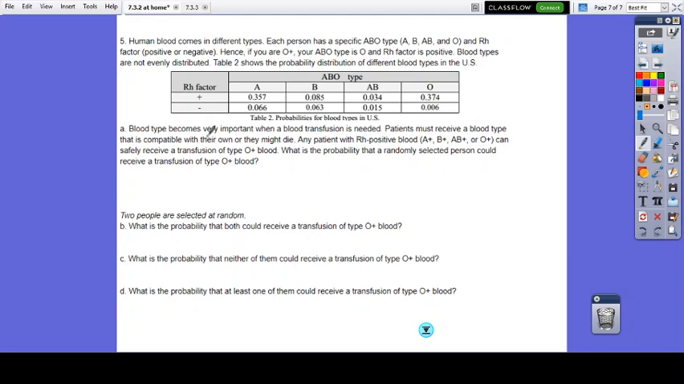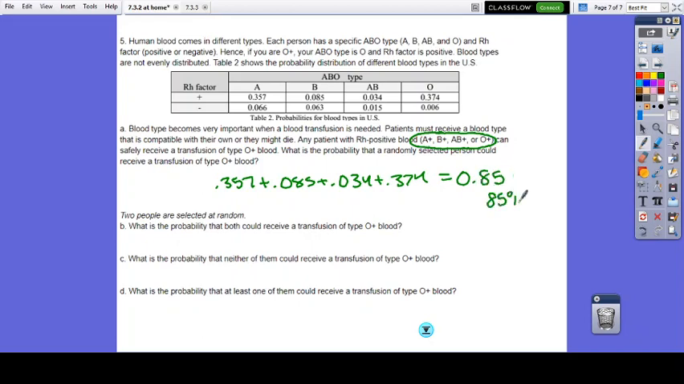Any patient with Rh positive blood, so any of the positives, can safely receive a transfusion of type O positive blood. What is the probability that a randomly selected person could receive a transfusion of type O positive blood? So what we want to do is find all of these people. And these are already probabilities, so I can just put them together. I'm doing the 0.357 plus the 0.085 plus 0.034 plus 0.374. And if you add all of those together, you get 0.85, or an 85% chance that that person can receive O positive blood.